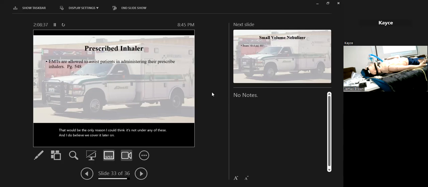So we're going to talk about prescribed inhalers. If you look on page 548, we have that.